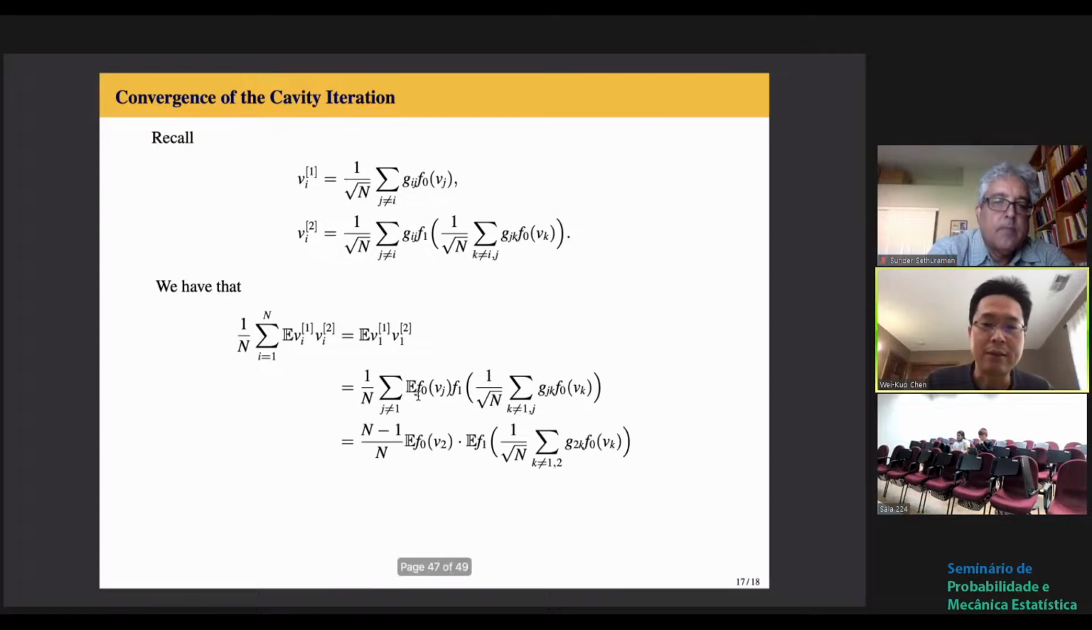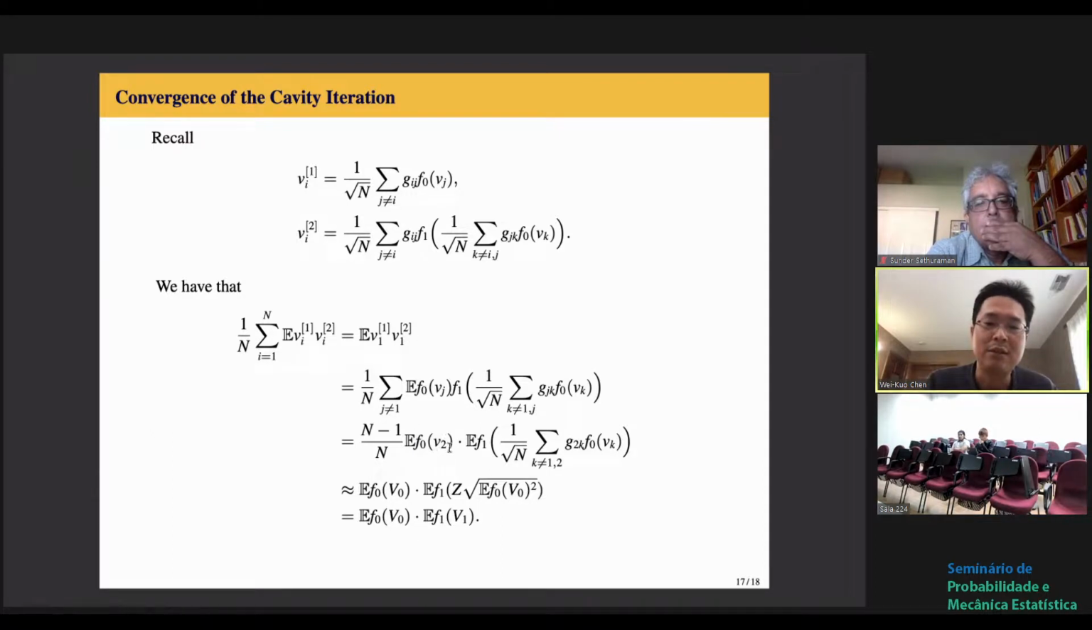Now the next step, again, you use the similarity. Because this is the same for every j, why not just choose j to be 2? Since you have n-1 many such terms, you put n-1 over here. And I'm also going to use the independence of G_ij and G_jk again, so that I can write it as individual expectations.